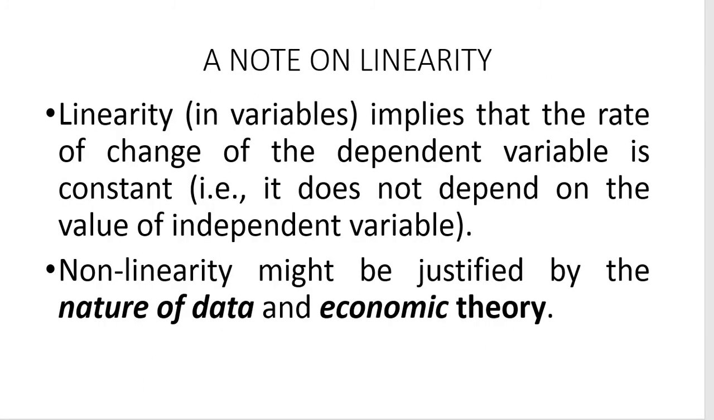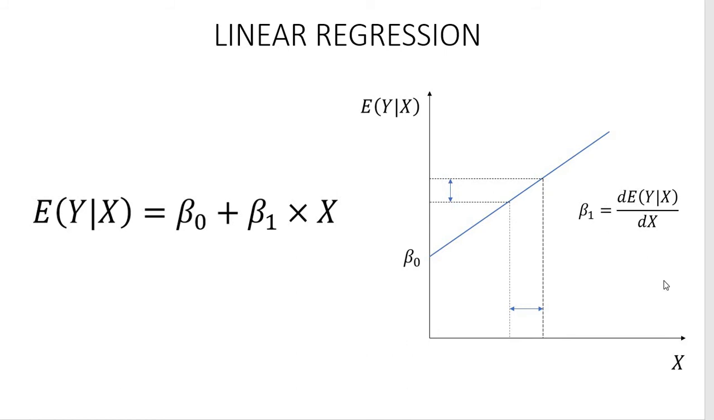So basically, linearity in terms of variables implies that the rate of change of the dependent variable is constant. So we have a constant slope. As you remember, slope can be calculated as delta dependent variable divided by delta independent variable. And in our case, this slope will not depend on the value of the independent variable. It's constant. So whether you analyze relatively small values of x or relatively big values, it will be the same. It does not change.